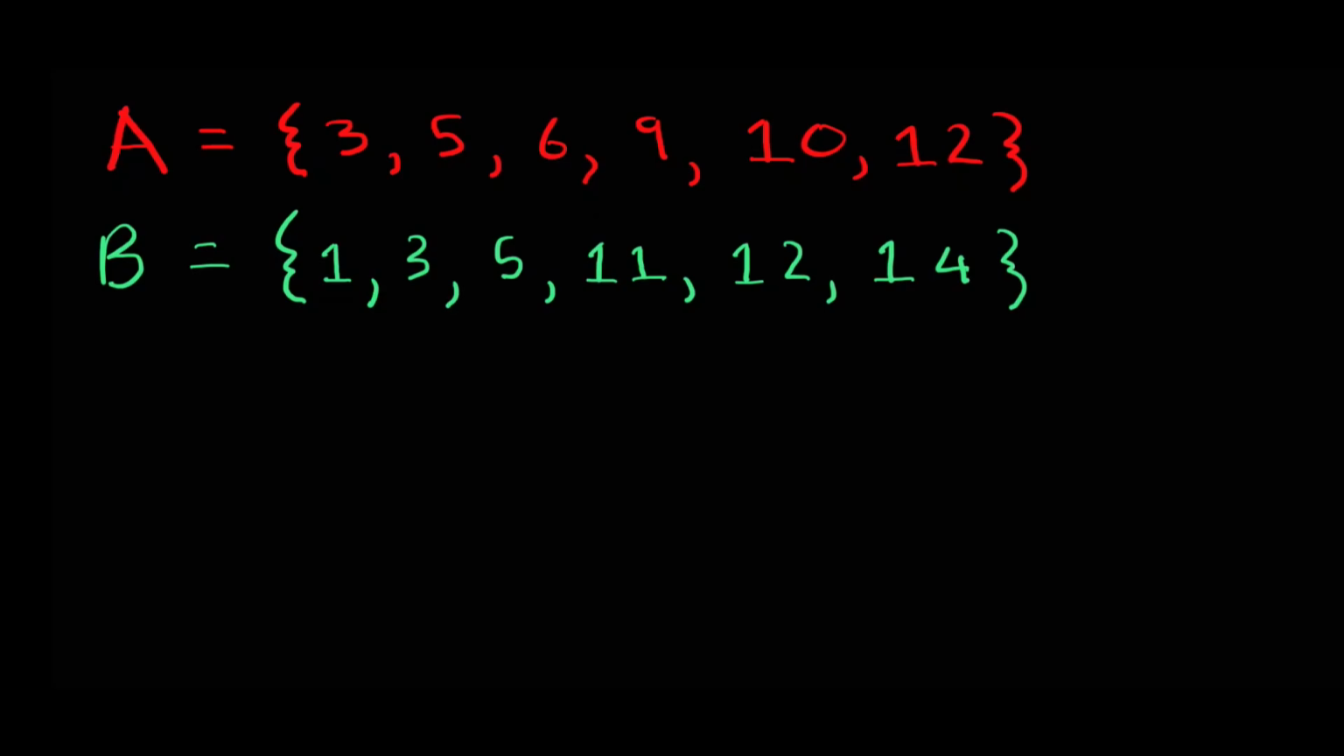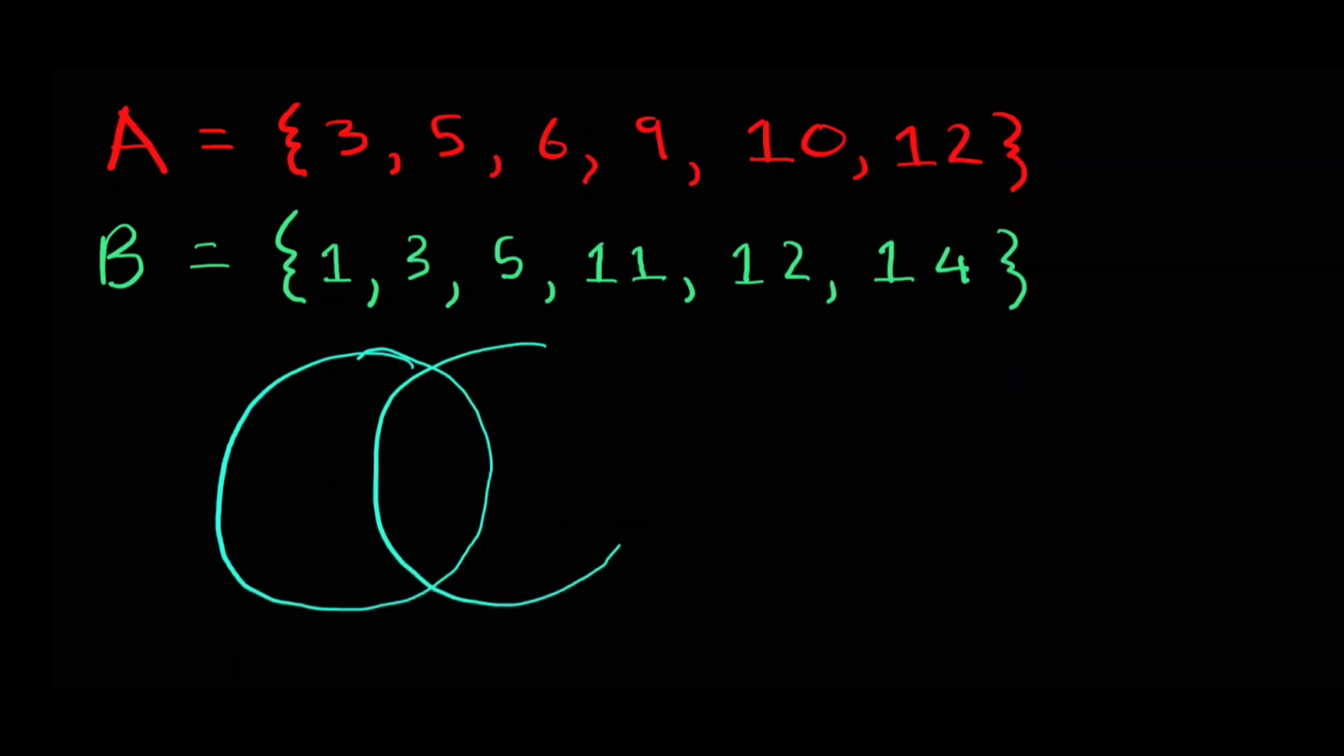Today I'll be going over the basics of the union and intersection of sets. So here we have two sets of numbers, A and B, and we're going to find out what's the union and the intersection of these two sets. And the first thing I'm going to do is draw a Venn diagram so we can visualize this.